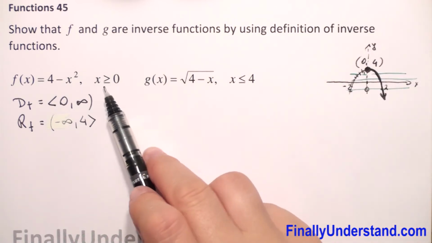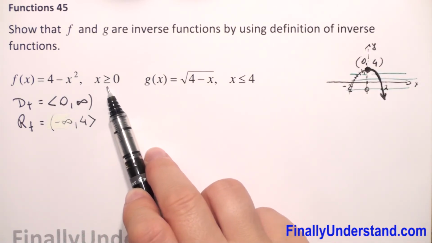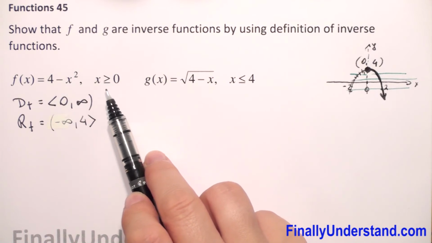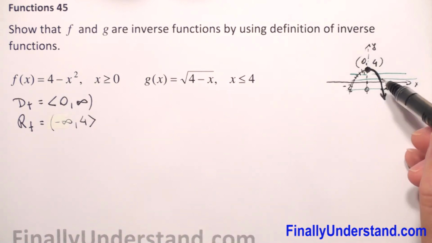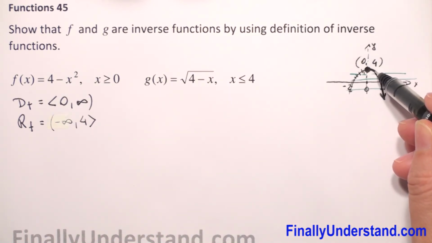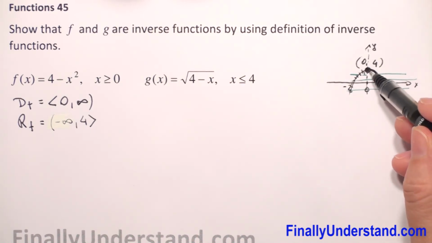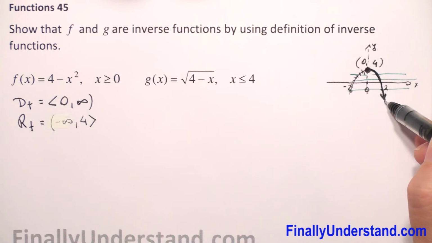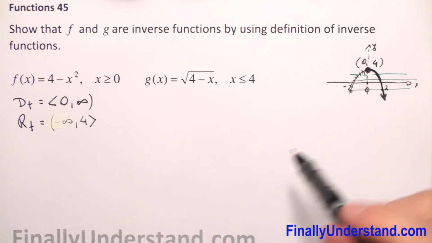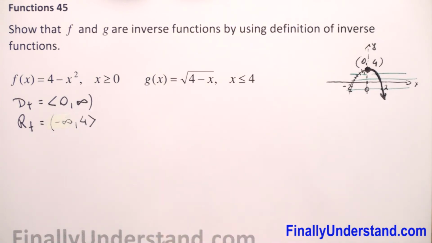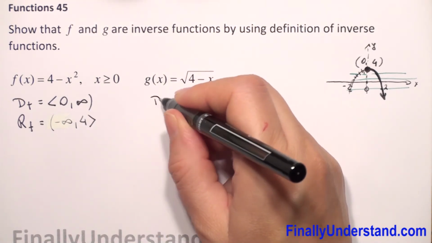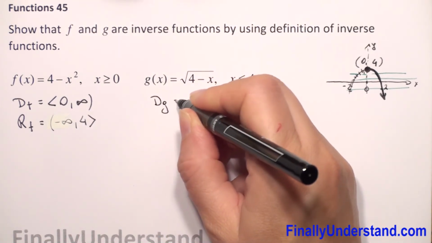But we have here that x is greater than or equal to 0, so everything is correct. We consider only the right side of our parabola. So when we have only the right side of our parabola, function f is 1 to 1. So we have the domain, we have the range. Now we have to find the domain and the range of our g function.